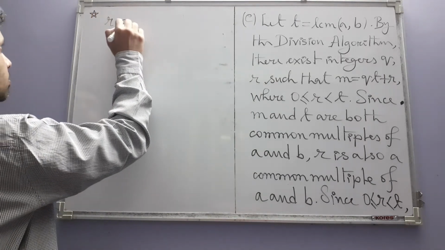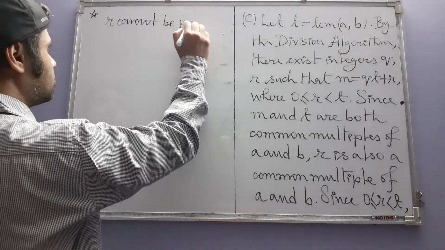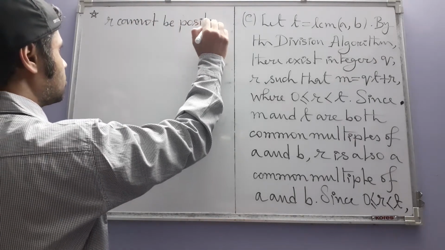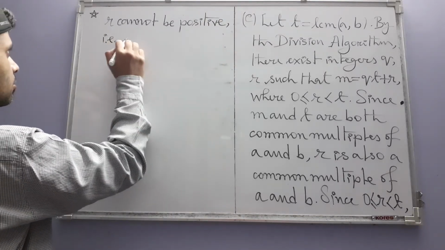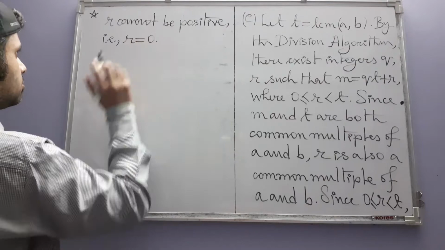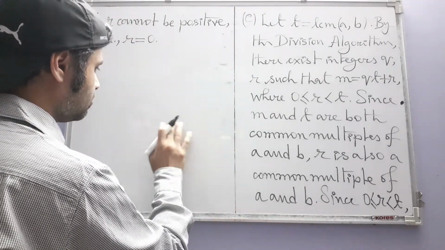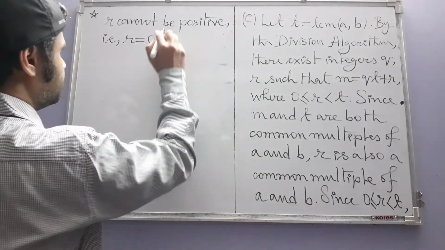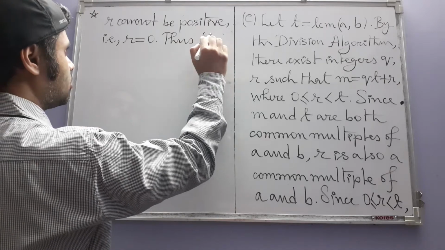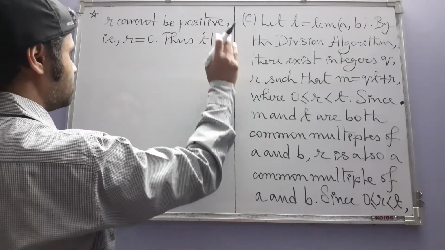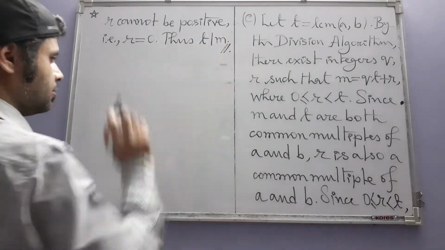R cannot be positive, i.e. R is equal to 0. It is non-negative, so if it is not positive, the only possibility for it is to be 0. Thus, T divides M. That means the LCM of A and B divides M. So here the solution ends.